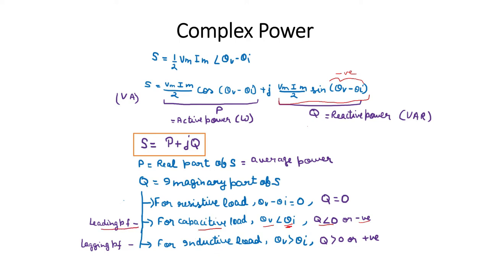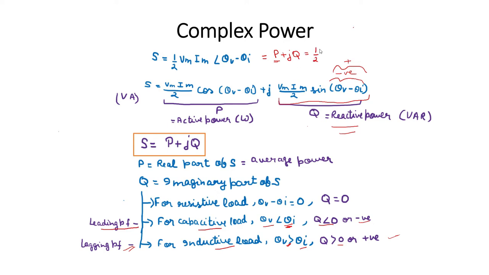And in the case of an inductive load, the voltage is leading, therefore theta V is greater than theta I, and now this term becomes positive. Therefore we get a positive value. So Q is greater than 0, or positive, and we say that it has a lagging power factor. So the complex power is the sum of active power, real power, plus j into reactive power.